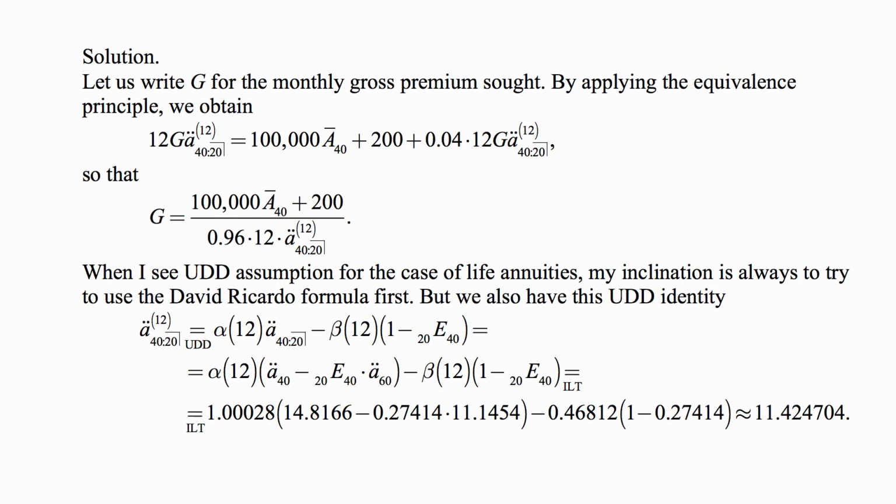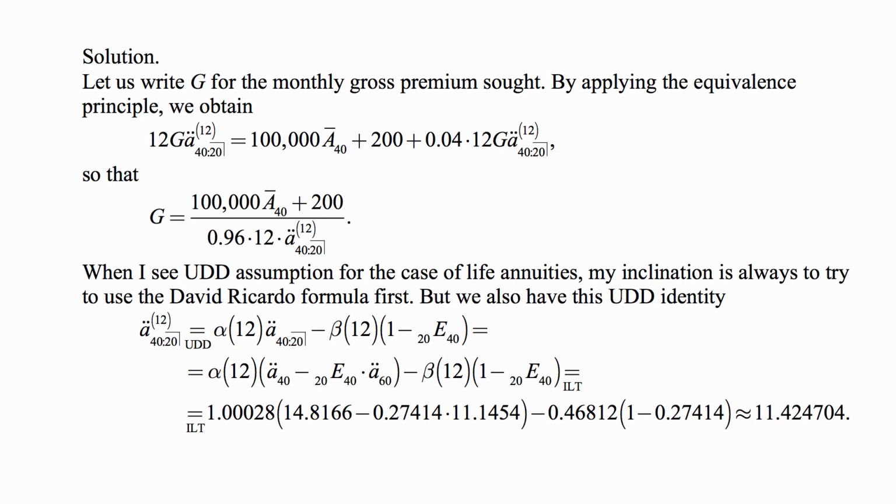So this is the way you should memorize this formula. Alpha of 12 and beta of 12 are in the table given on the test. And then A double dot 40 colon angle 20 can be written as A double dot 40 minus 20E40 times A double dot 60.